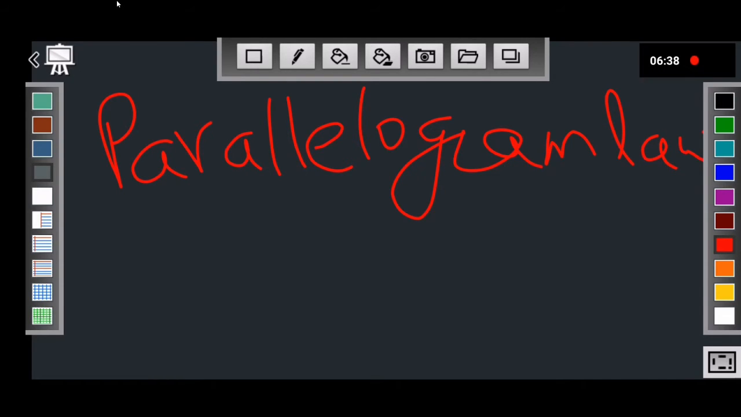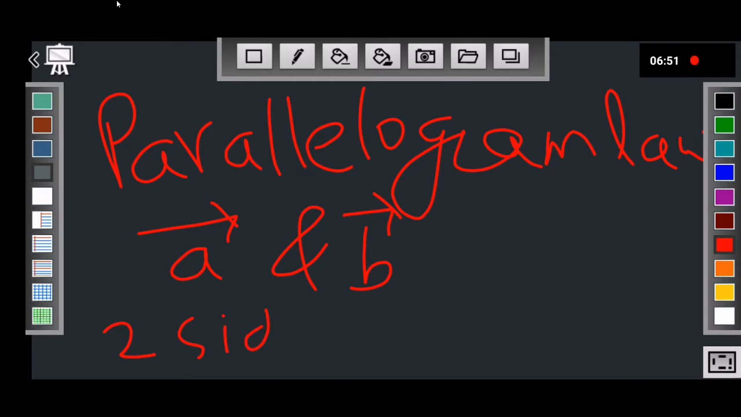The parallelogram law states that if two vectors, A vector and B vector, are represented in magnitude and direction by two adjacent sides of a parallelogram originating from the same point, then the resultant of the A vector and B vector can be represented in magnitude and direction by the diagonal of the parallelogram which is originating from the same point.